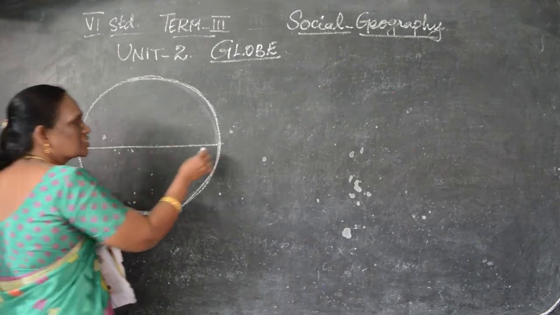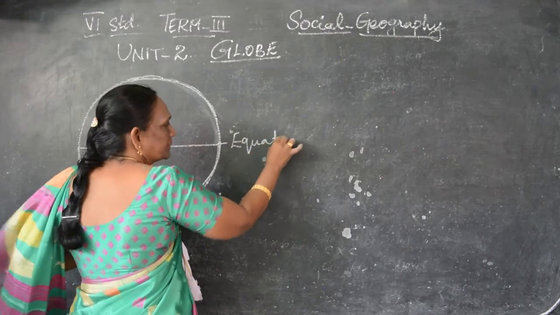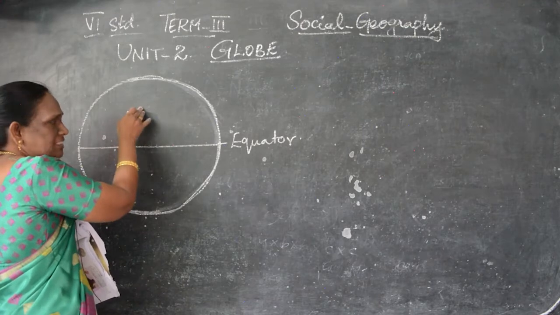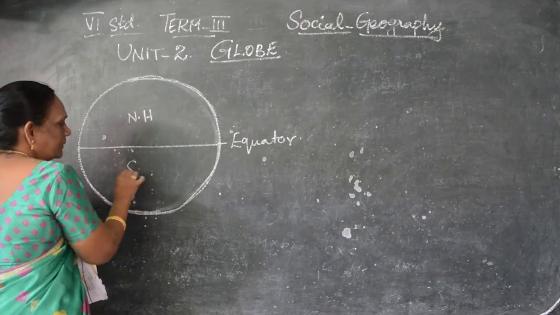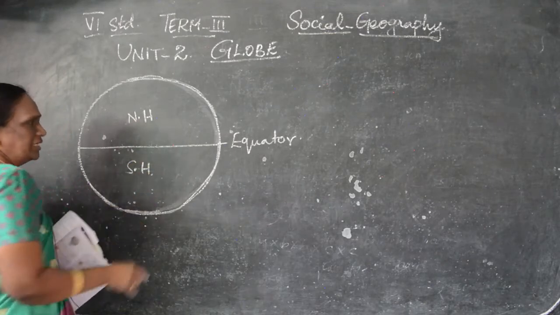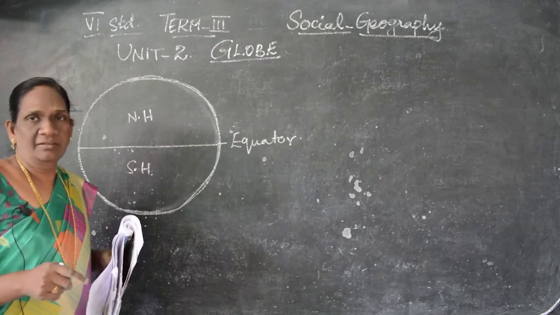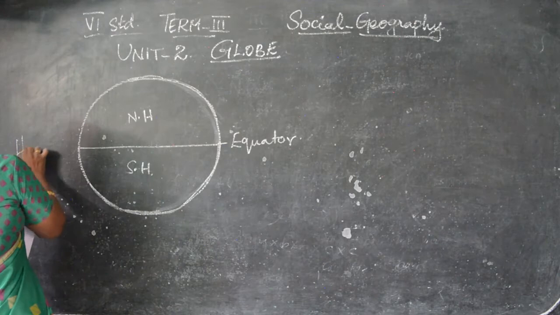This line is called the equator. Say all of you, equator. And north of the equator is the northern hemisphere, and south of the equator is the southern hemisphere. So these are the horizontal lines. What line is this? Horizontal line.